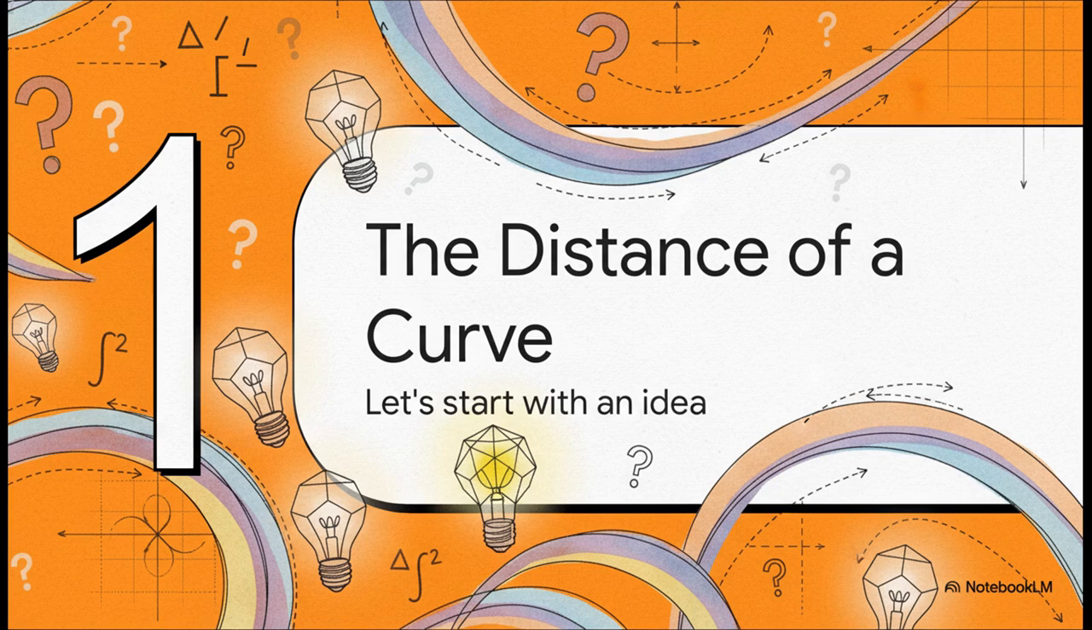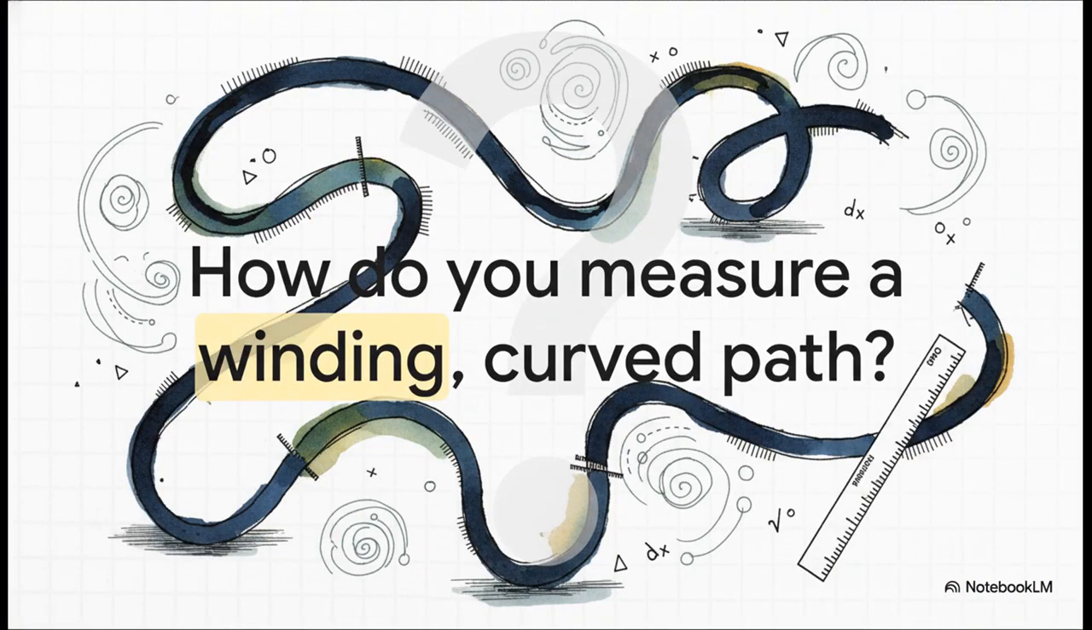All right, let's start with the big picture. Before we throw any formulas at you, let's just think about the problem. How should we approach measuring something that's constantly twisting and turning? Let's build up some intuition first. So look at this, it's all over the place. A straight ruler would just connect the start and end points and miss all the details.